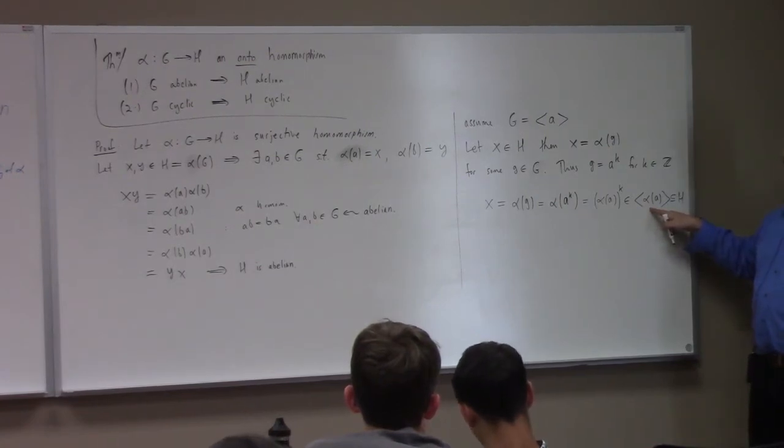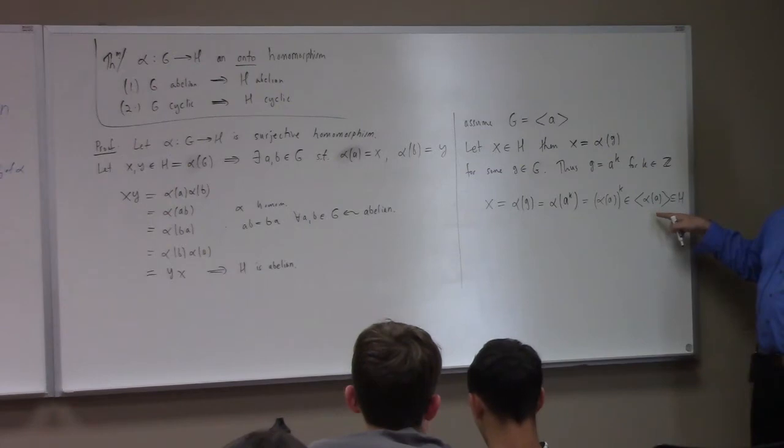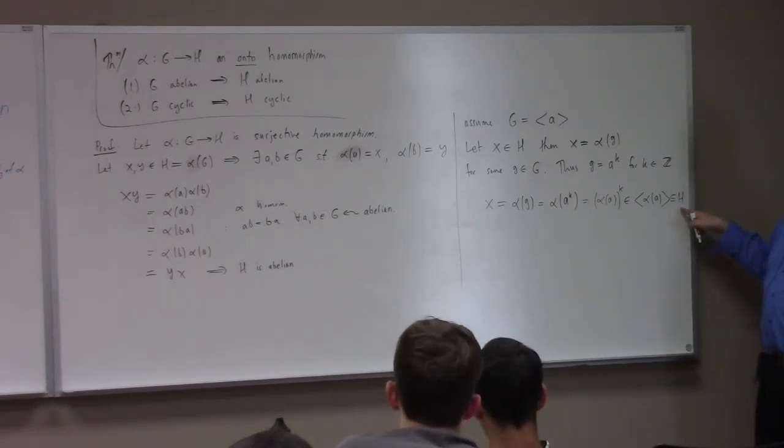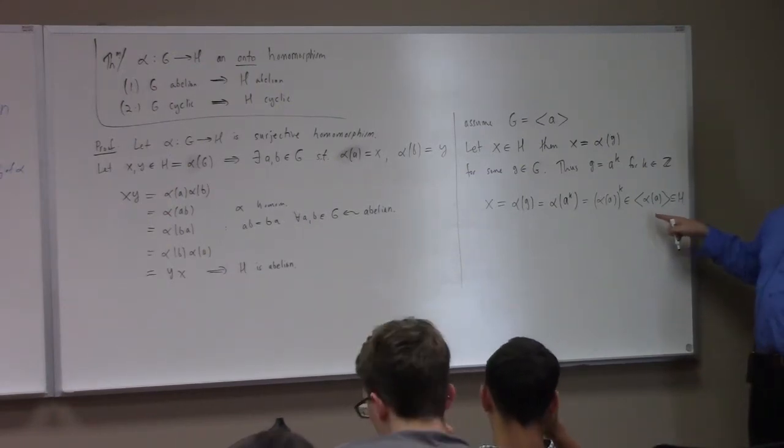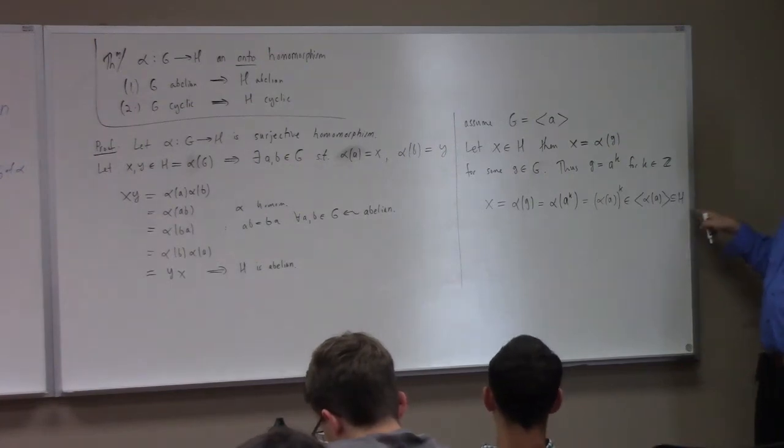What is a cyclic? We've proved before that the cyclic subgroup generated by alpha of A to the power K is going to be a subset of a group. Pick any element of a group, right? The cyclic subgroup generated by that element is a subset of said group. So this inclusion is clear.